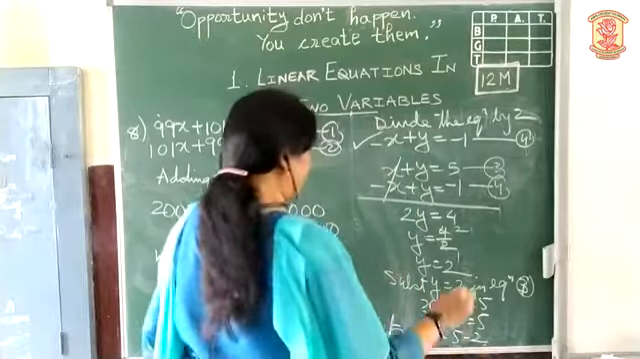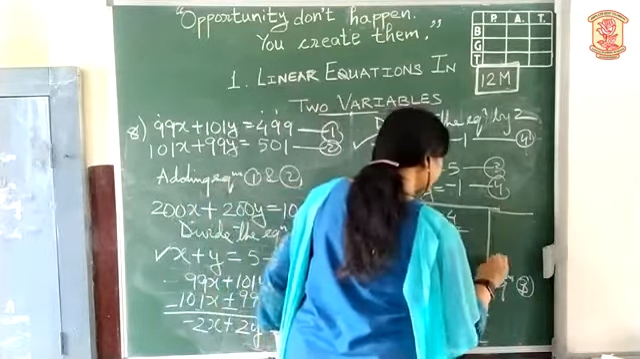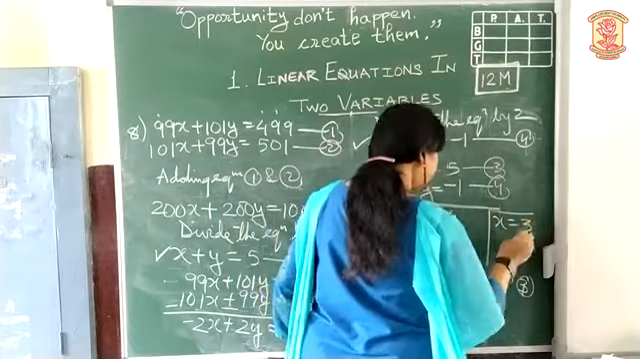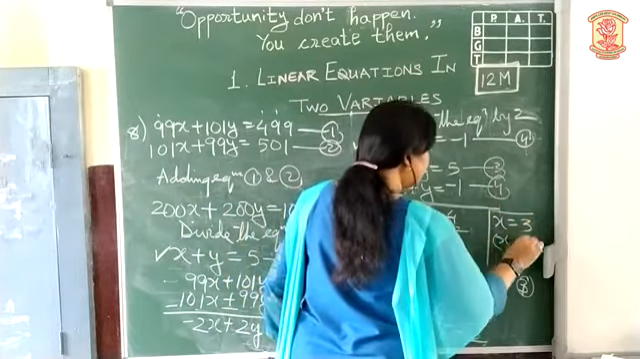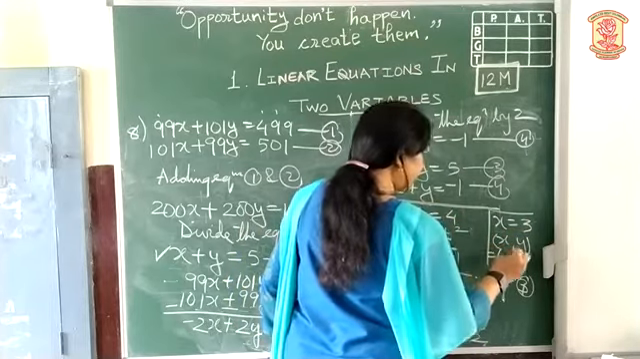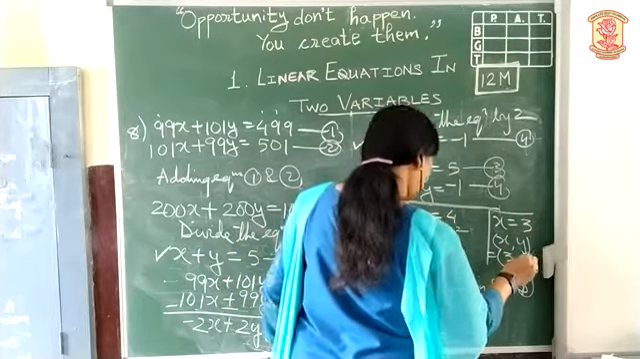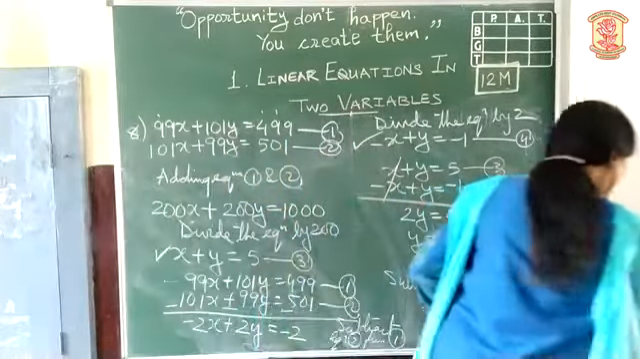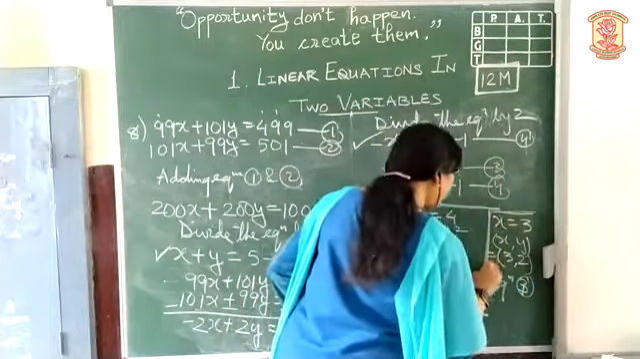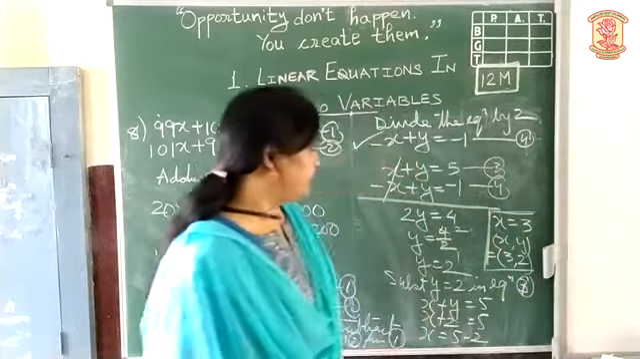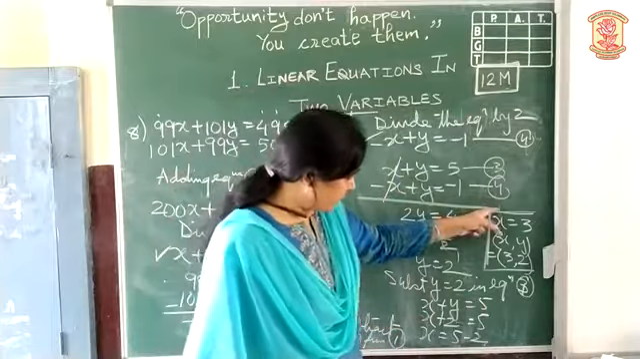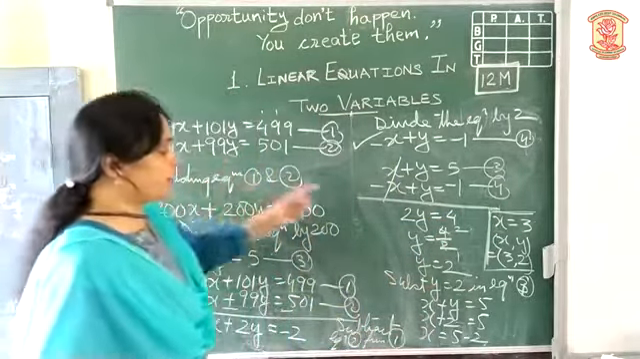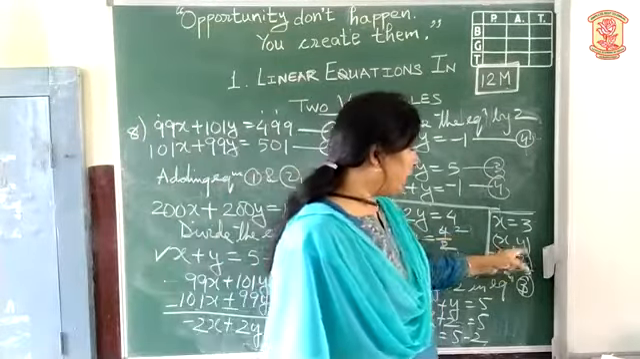So the value of x is 3. So what we get here, what is the solution of this? x and y, that is 3 comma 2. The solution of the equation is 3 comma 2. This is what we get. As there is no place, I have just adjusted it over here. So the solution for the given equation is x is 3 and y is 2.